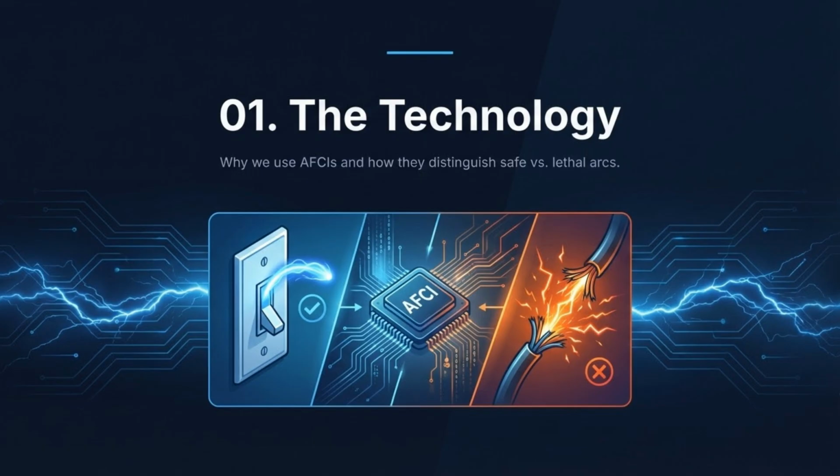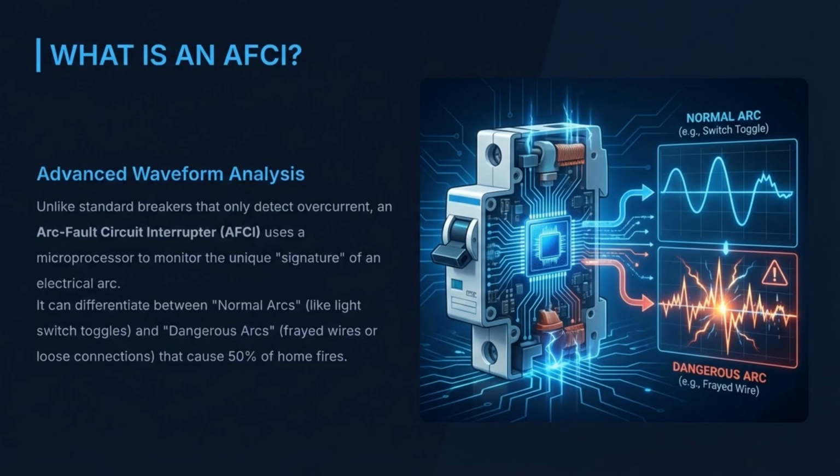First, we will look at the technology behind arc fault circuit interrupters, or AFCIs, and how they distinguish between safe and lethal electrical arcs. An AFCI uses a microprocessor to monitor the unique signature of an electrical arc, unlike standard breakers. This advanced waveform analysis differentiates between normal arcs, like a switch toggle, and dangerous arcs, such as those from frayed wires, which cause many home fires.